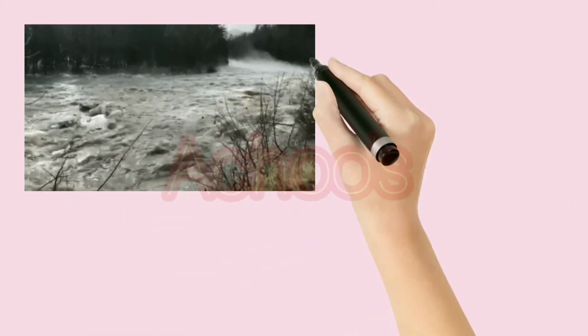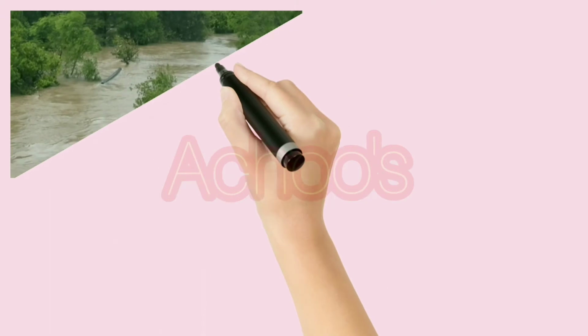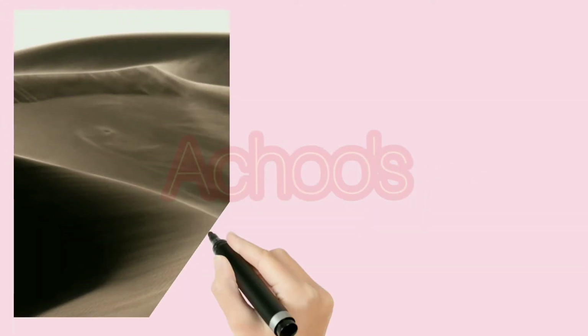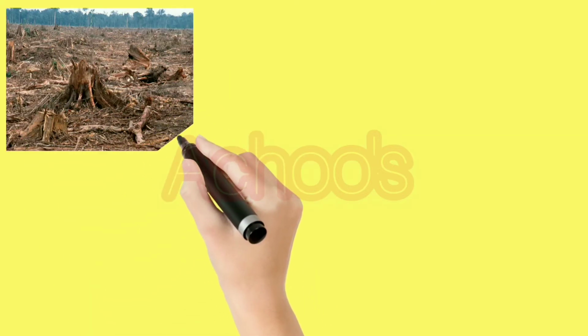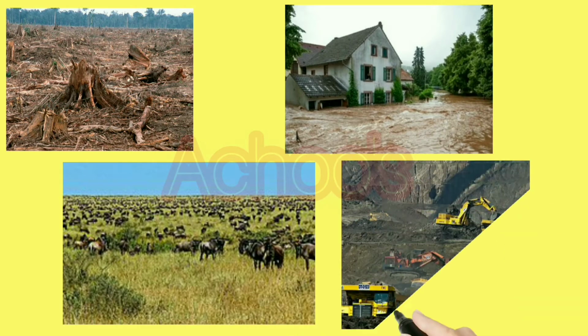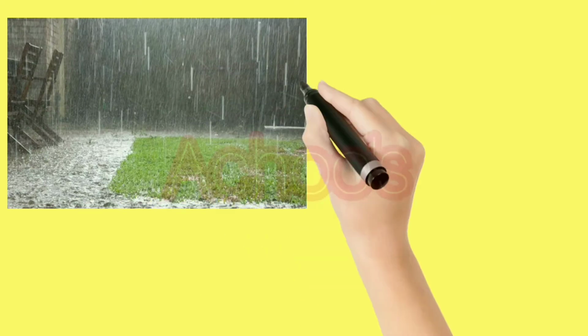Here, running water is a major agent of soil erosion, especially on the slopes of hills and mountains, or when the rivers are flooded. Wind is another major agent of soil erosion. Soil erosion occurs by strong winds in desert areas where the soil is dry and loose with no vegetation cover. So what are the factors that cause soil erosion? That is deforestation, floods, overgrazing by cattle, mining, unscientific methods of cultivation, unlimited rock cutting, heavy rainfall during monsoon season and landslides.